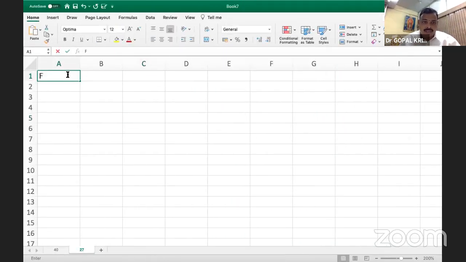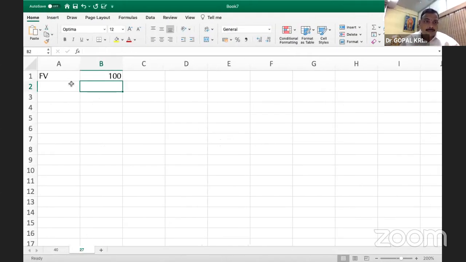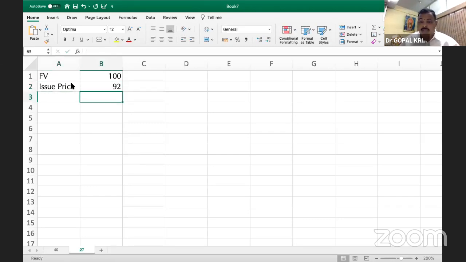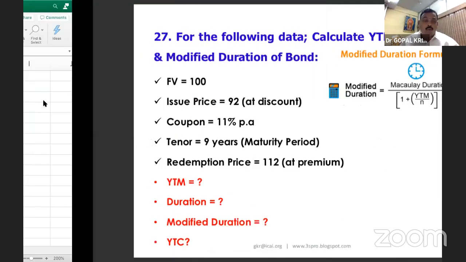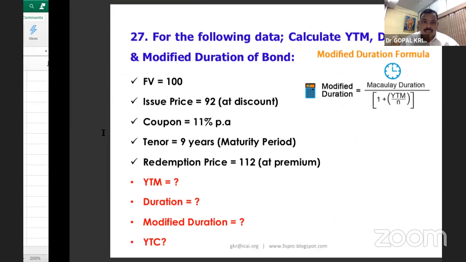Now here, face value is how much? 100 rupees. Issue price is actually called the value of the bond. It is 92. So I am issuing at a discount of 8 rupees. Coupon is 11%. Tenor is 9 years.